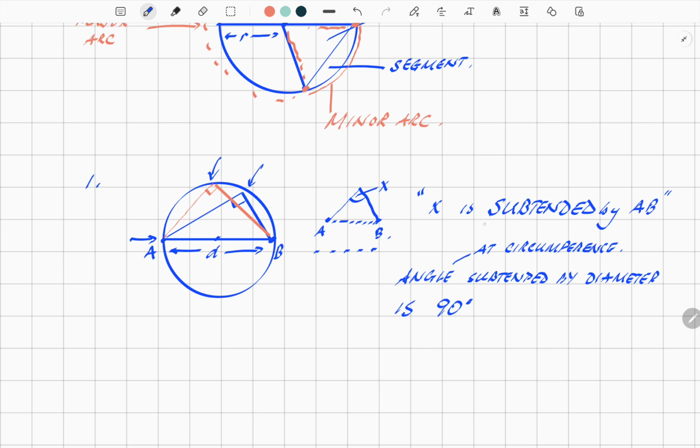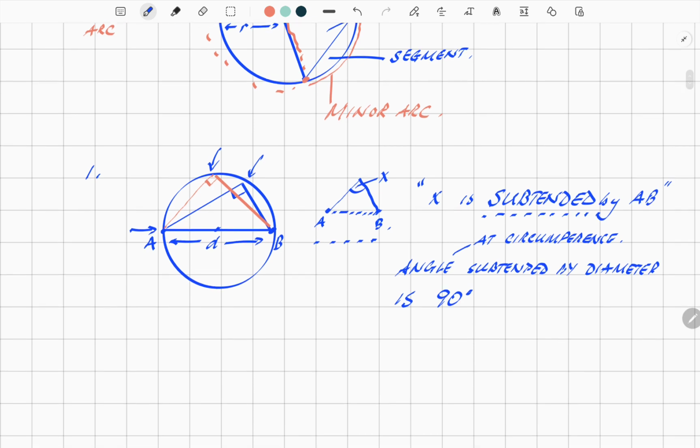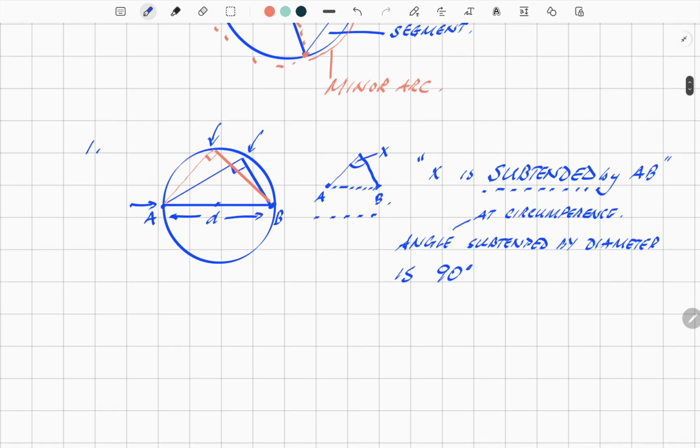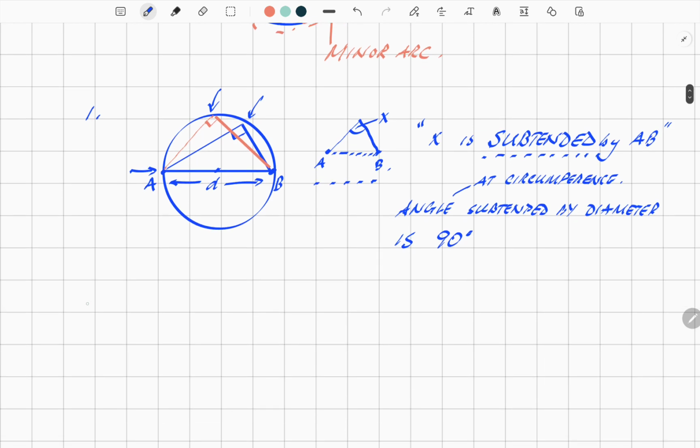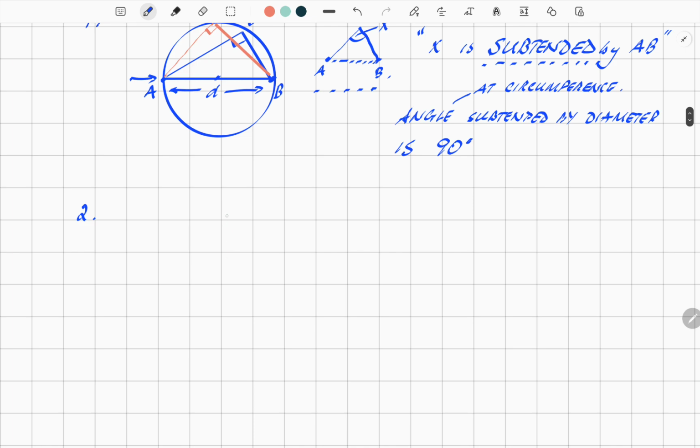And this subtended thing is very important, it's going to come up over and over again. We're going to use that word a lot. Any questions? No, I don't think so. All right. So, number two, and I'm going to try and run through this quickly now, otherwise, we'll bore you to death.